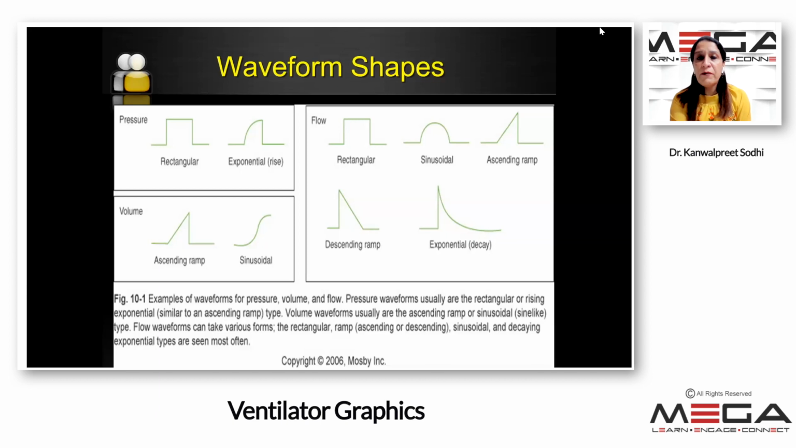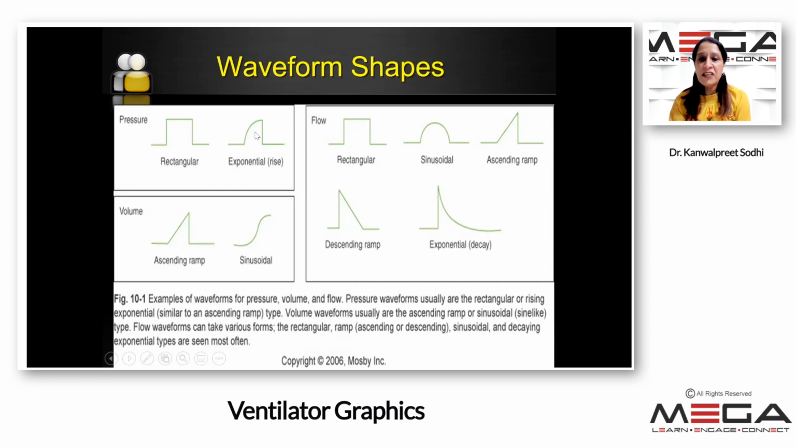Well, before we go ahead with the graphics, we should know that basically we have 3 forms of waveform shapes. They are the square waves, which represent constant set parameters. We have set the constant parameters and the wave looks like this, the square wave. Then we have the ramp waves, which represent a variable parameter and they will vary as per the lung characteristics. The changes in the lung characteristics will vary the ramps. We can have an ascending ramp, and we can have a descending ramp waveform.